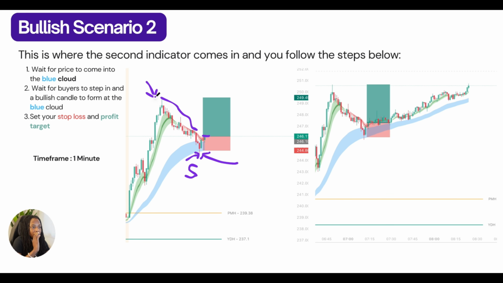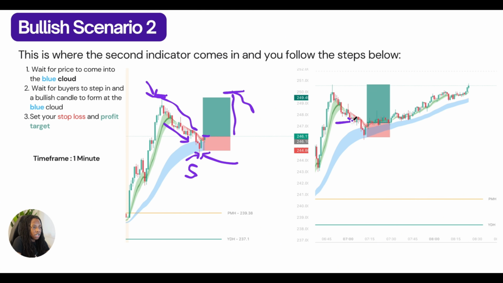You don't want to get greedy if you missed scenario 1 and you're taking the scenario 2 entry, because most of the time, if the trade ends up working and it pushes into the previous high that was made, that's where the true reversal would probably start. At that point, just leave it alone and exit the trade once it has hit the high that it made before pulling back into this blue cloud.